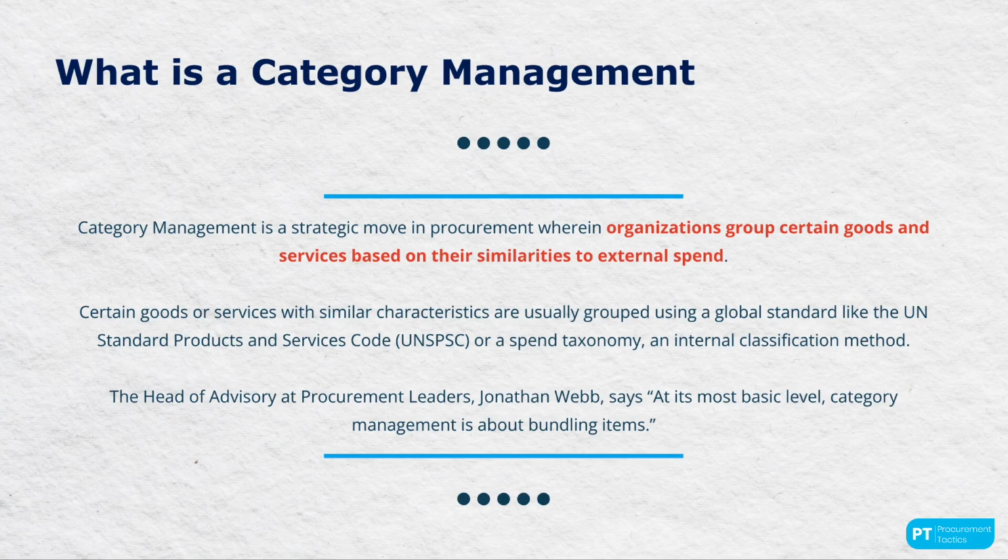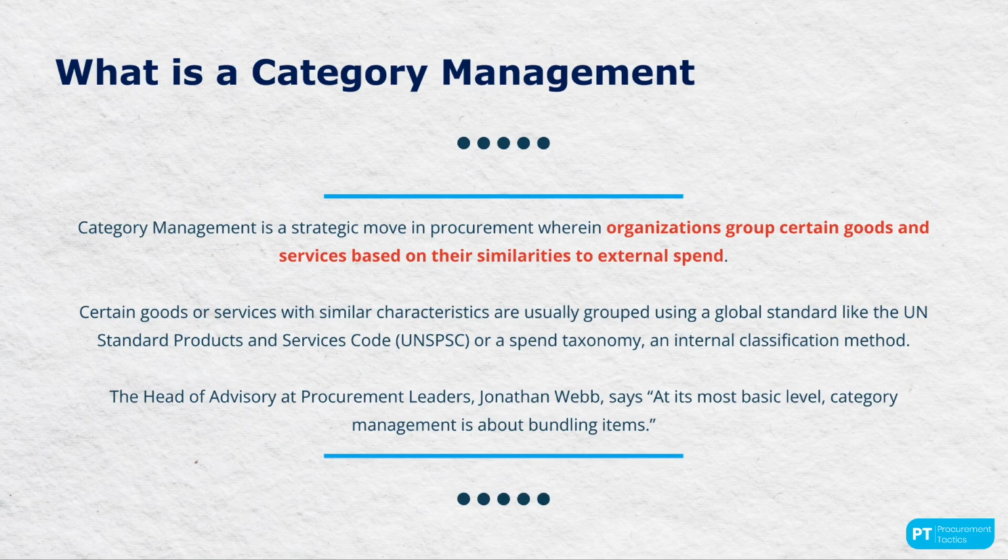The head of advisory at Procurement Leaders, Jonathan Webb, says, at its most basic level, category management is about bundling items. Handling these similar goods and services as one category makes it easier to manage multiple things at once with the convenience and ease of bundling them as one. This adds up to company value as it reduces prices and costs, mitigates supply chain risks, and allows for strategic supply relationship management. Now, it is important to note that there is no right way when it comes to category management, but there are best practices that are usually followed.